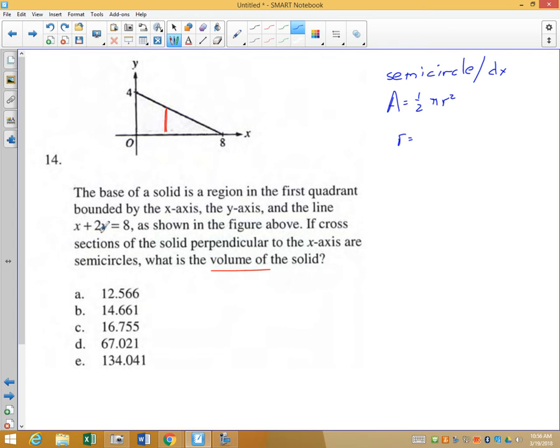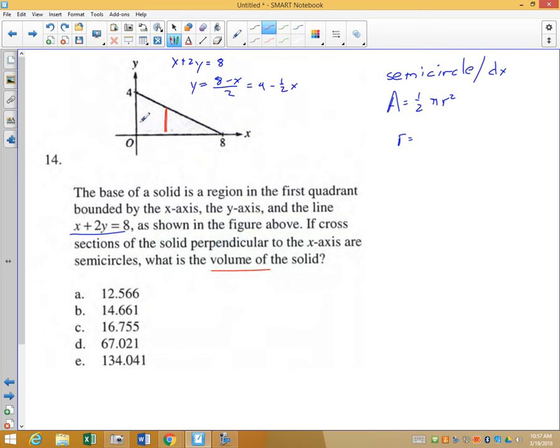Yes, I need to get this equation in terms of x, and if you solve x plus 2y equals 8 for y, it'd be 8 minus x, all divided by 2, right? Y'all want to simplify that? Make that 4 minus 1 half x? So 4 minus 1 half x. Are we good?